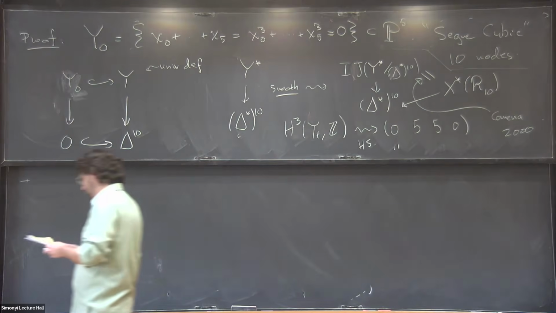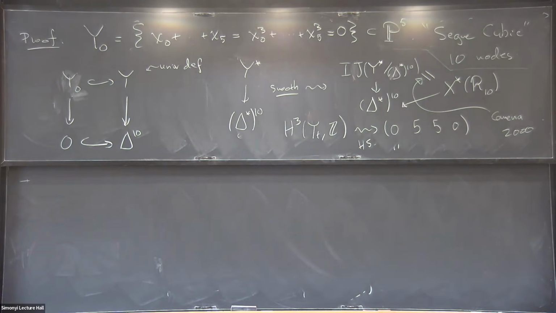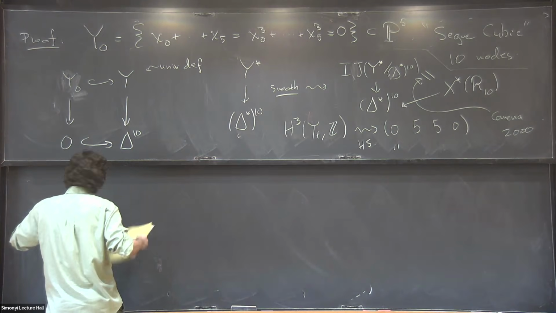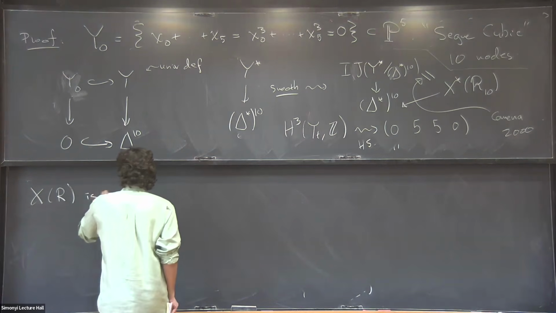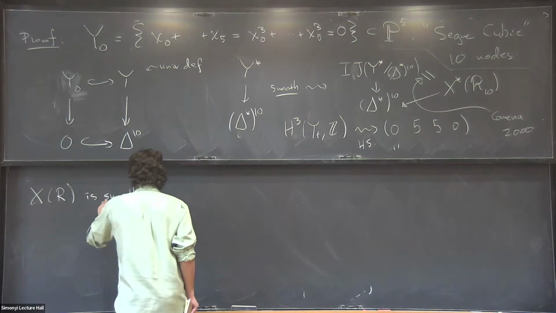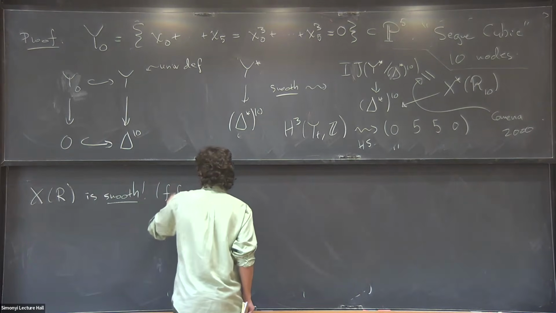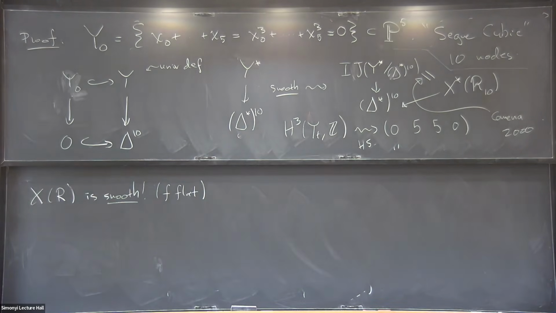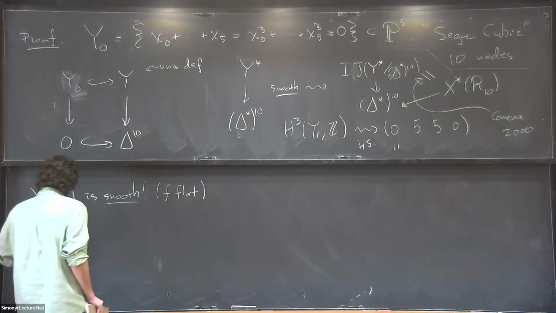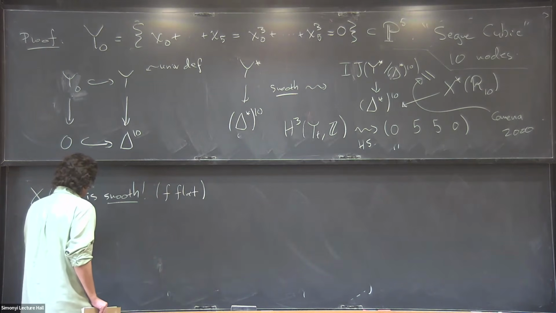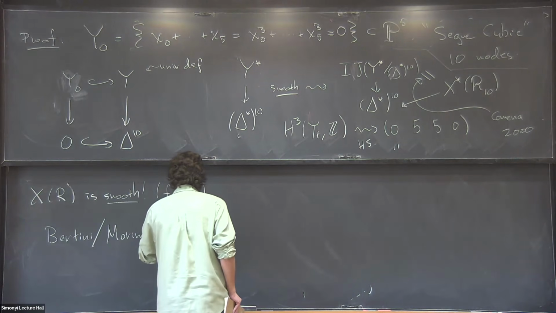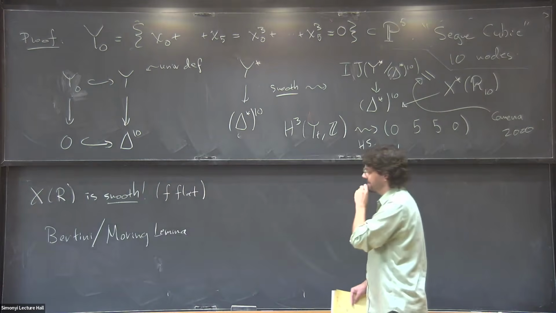Okay, so what's the point? Let me give a name to this map. I'll call it iota. So now the key is that X of R is smooth, and also F is flat. Because the total space is smooth, we have access to essentially moving lemmas. So by a sort of Bertini style moving lemma, this is critically where we use the smoothness.